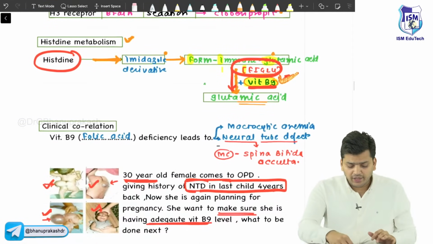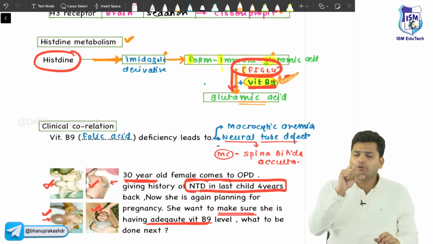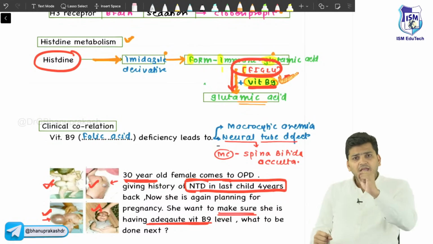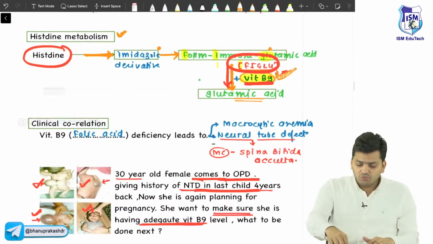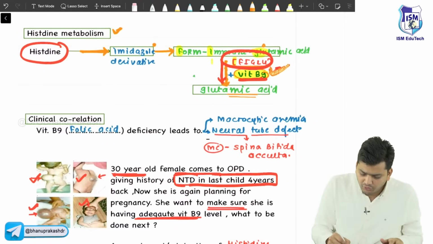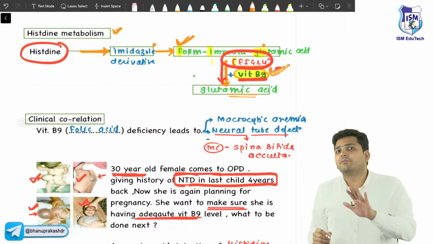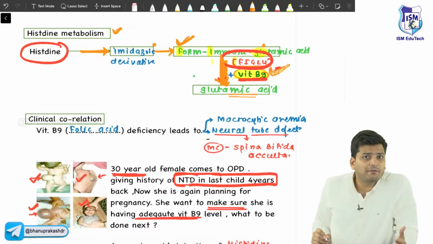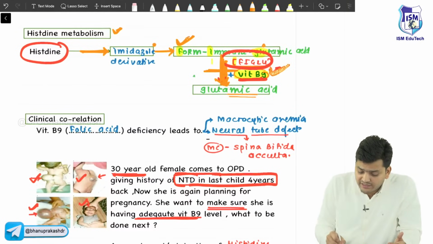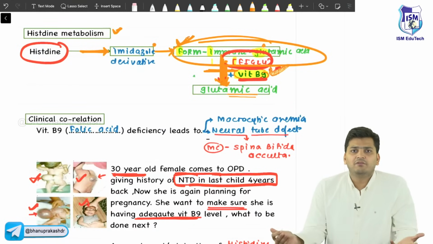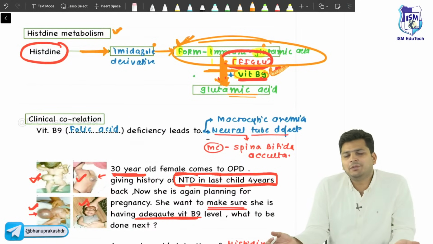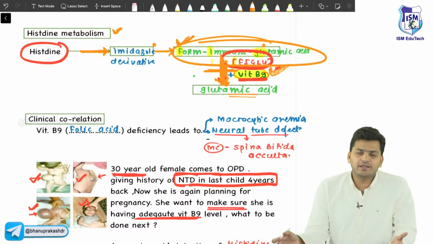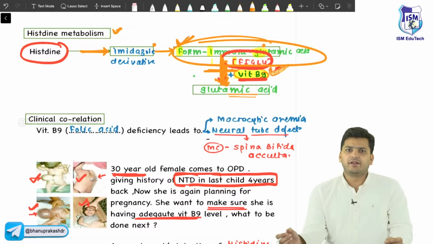You will tell her, okay, we are going to give you an injection that is full of histidine. You will give histidine and after some time, you will check the level of FIGLU. If her vitamin B9 level was normal, the FIGLU would have converted into glutamic acid. But if the vitamin B9 was less, what will increase in her blood? FIGLU. And this is how we can check vitamin B9. This test is called the histidine loading test. We are loading the patient with histidine.